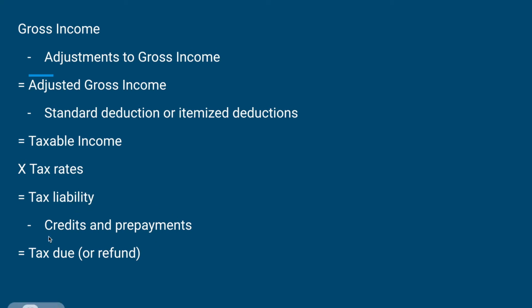Whereas credits are applied at the very end, and they reduce this tax liability by a specific dollar amount in order to give the tax due or refund at the very end, which is why they are such a powerful tool for the taxpayer to be able to save some money on their tax return. So again, credits better than deductions for the taxpayer.